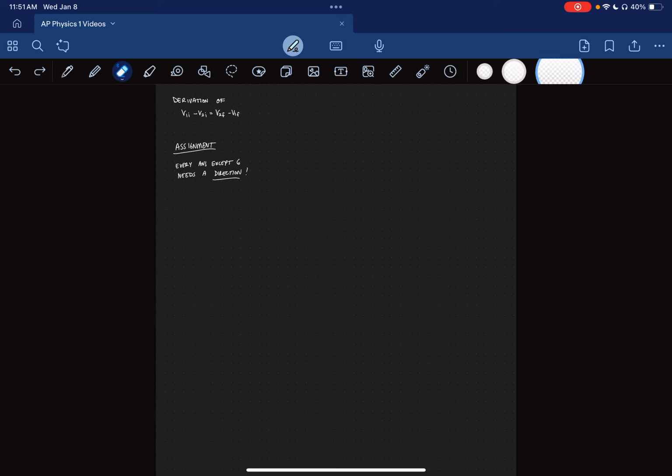Oh, just a quick reminder, on your assignment, for things that have direction, make sure you're writing the direction, right, left, up or down, whatever.